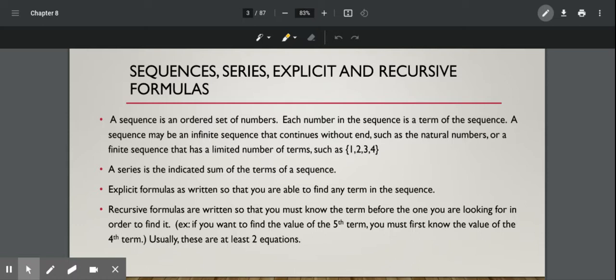A series, though, is the sum of a sequence. So if you don't have a sequence, you can't have a series because you have to be able to add up the terms of your sequence in order to get your series, which would be the sum of a certain number of terms of your sequence, or potentially an infinite sum of a sequence.